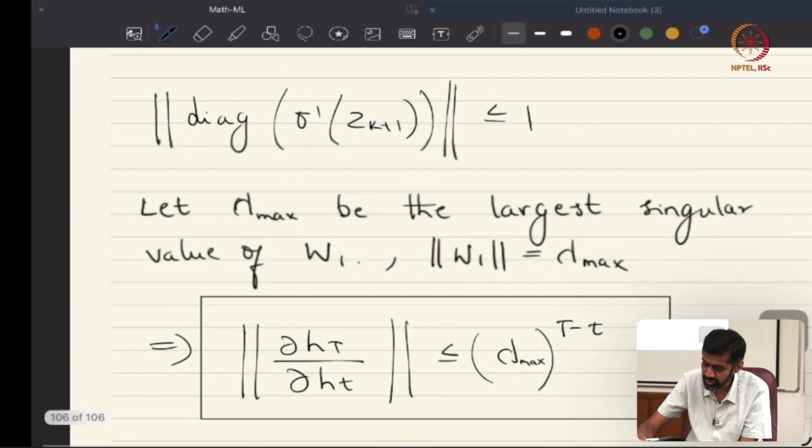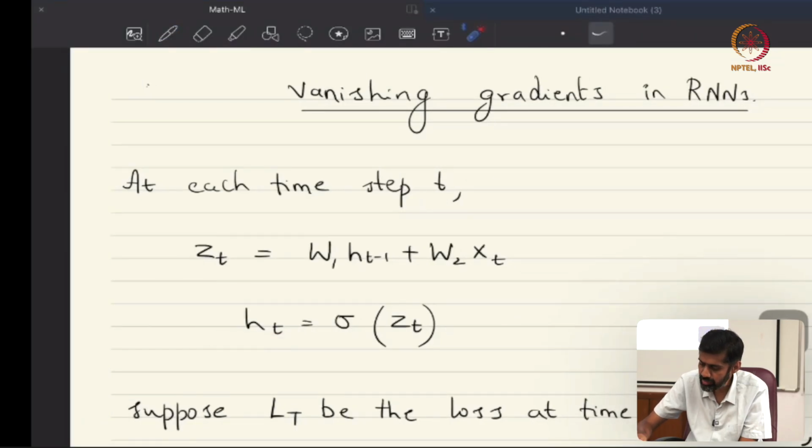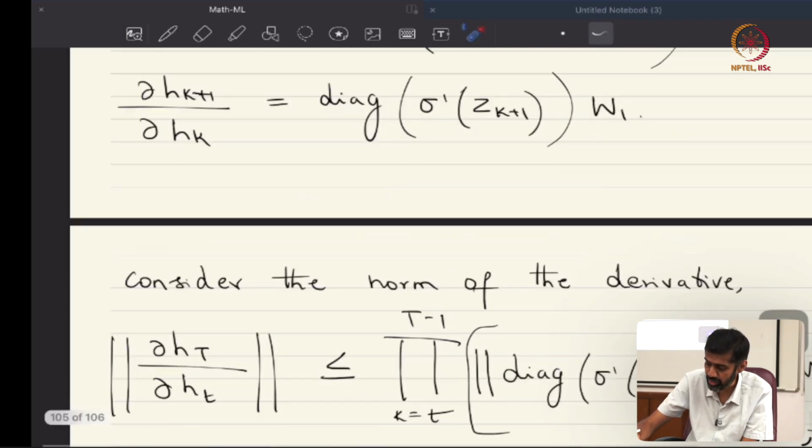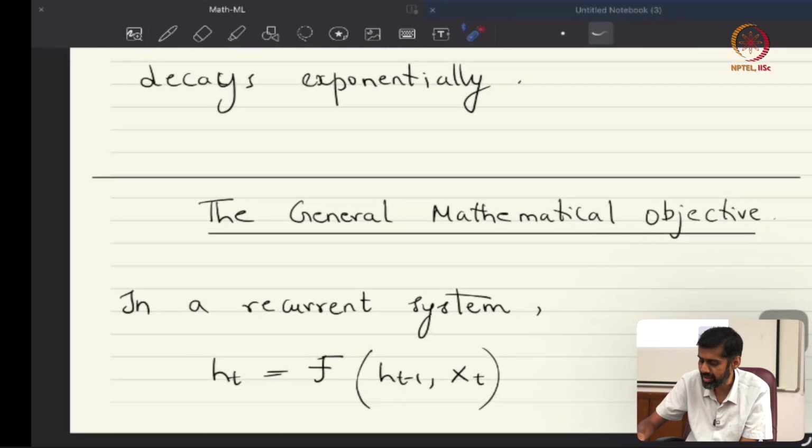Look at our equations, no? ht is a function of ht minus 1 and xt. Of course, there is a sigma. I mean, all that is captured within this function f now. So there is linearity, then it's a composition. This capital F now is a composition of linearity and some non-linearity. It doesn't matter, but what is important is it's a function of ht minus 1 and xt, correct?